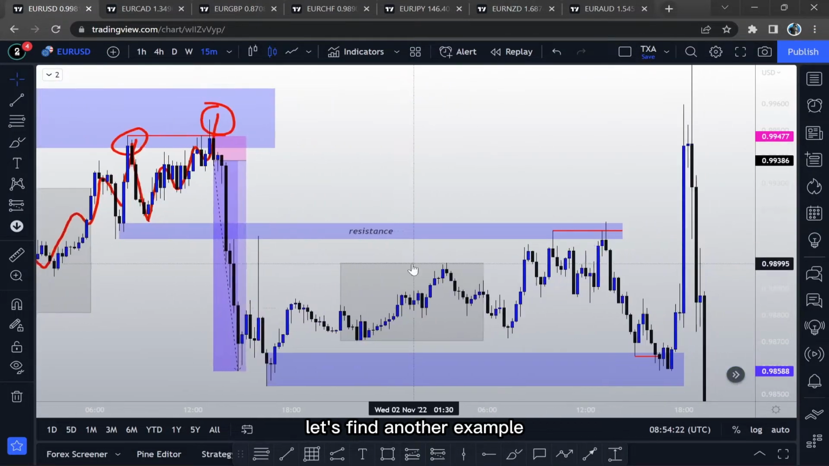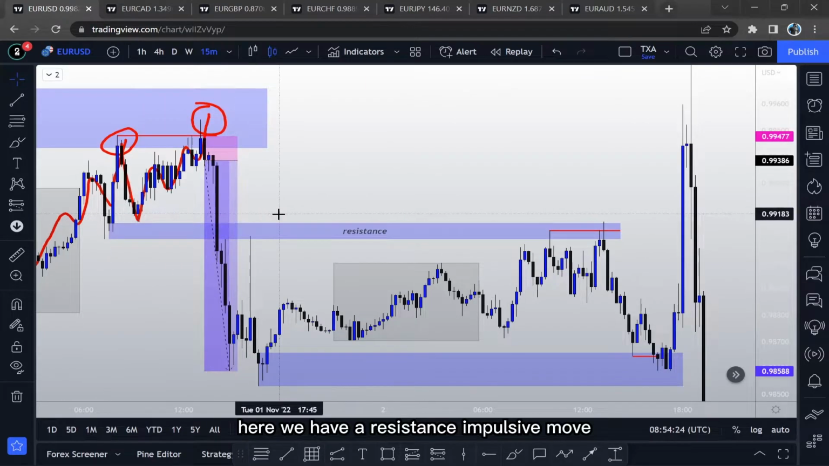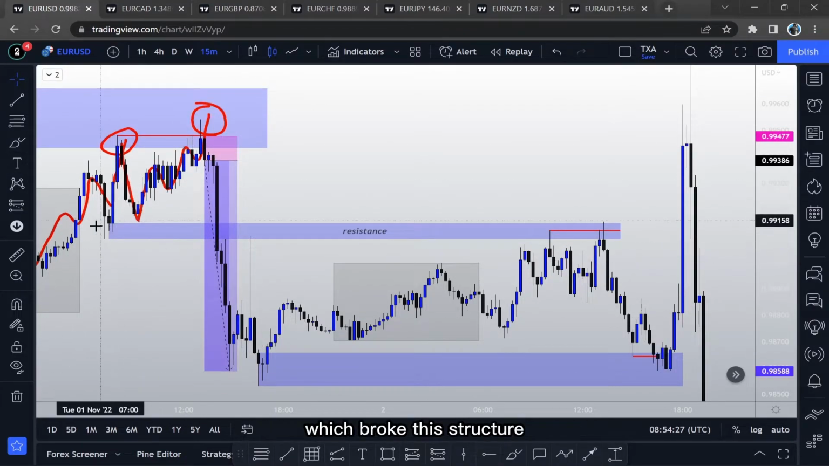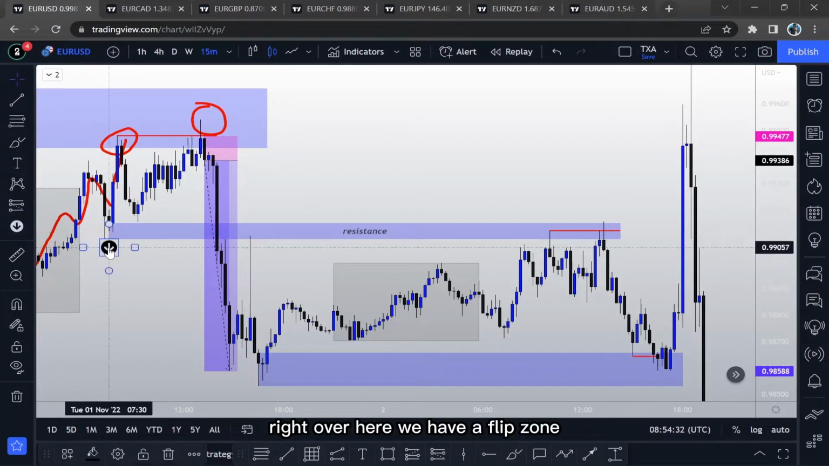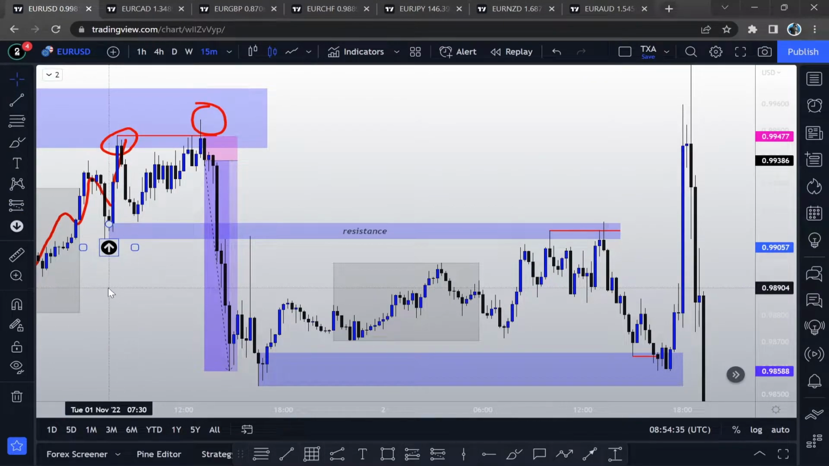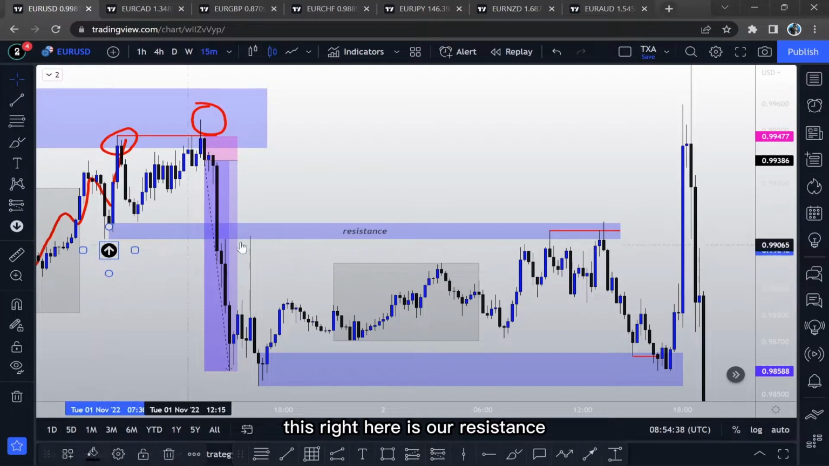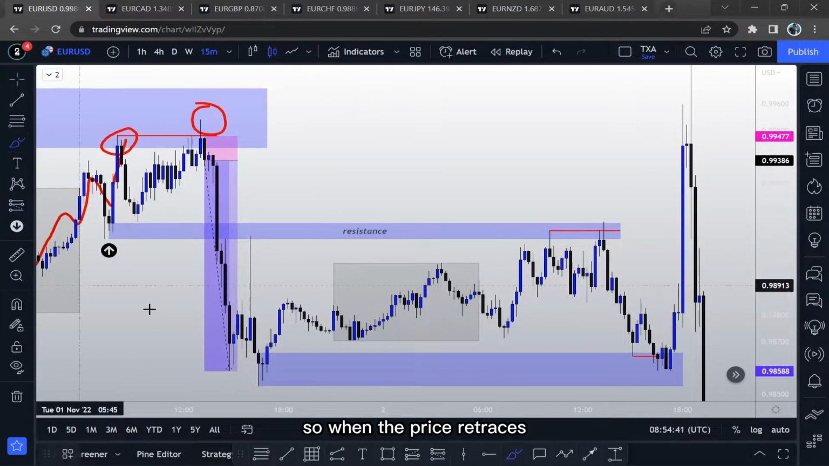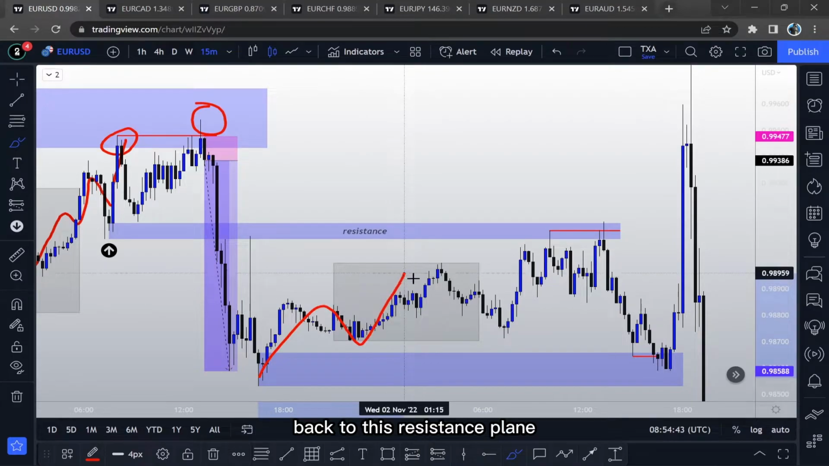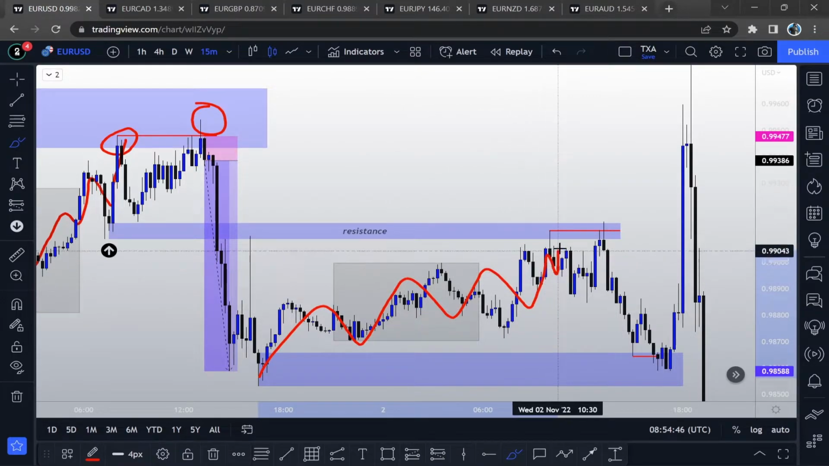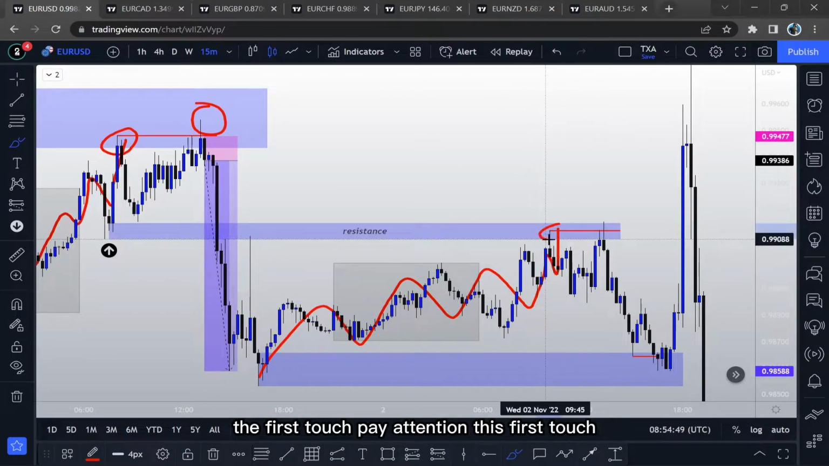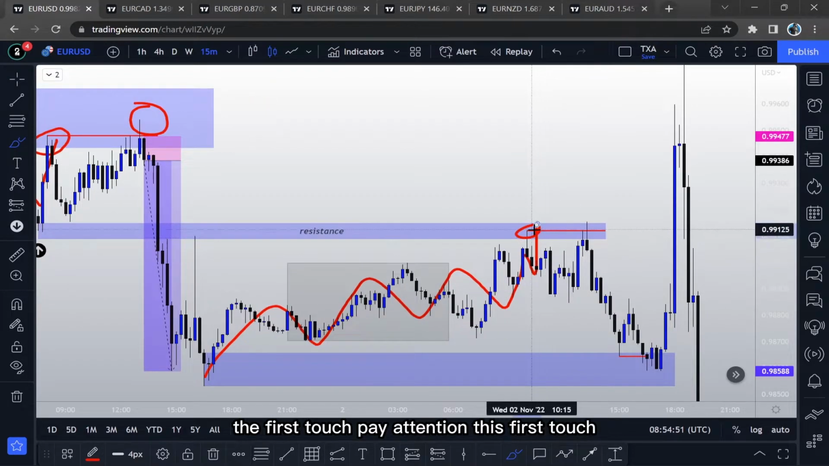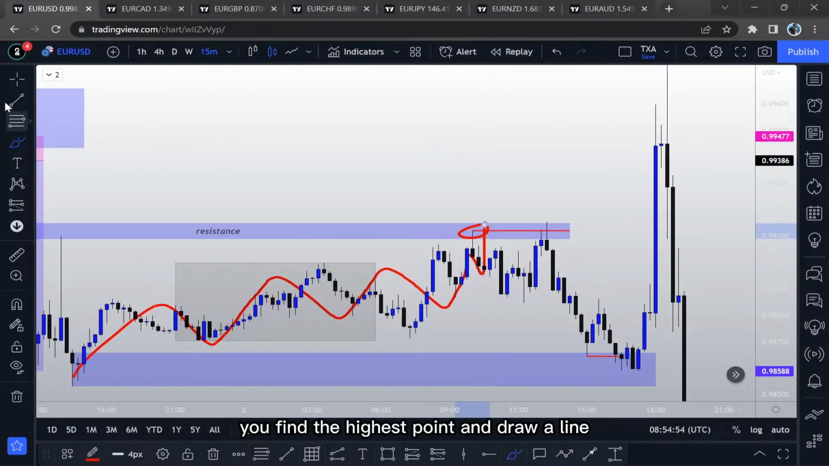Let's find another example. Here we have a resistance, an impulsive move which broke this structure. Right over here we have a flip zone. This right here is our resistance. So when the price retraces back to this resistance point, pay attention to the first touch. This first touch, you find the highest point and you draw a line.